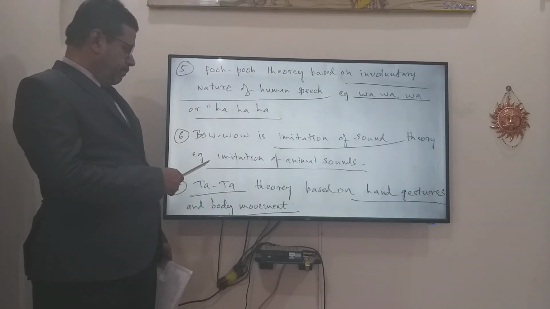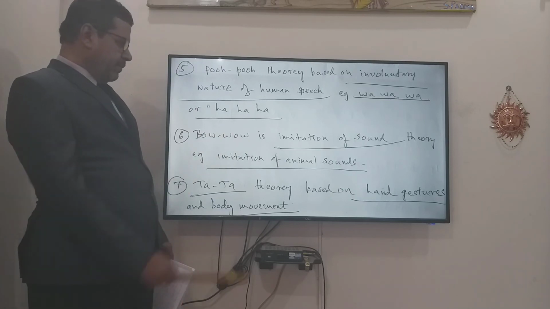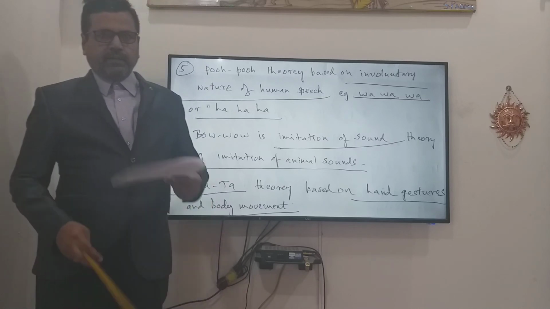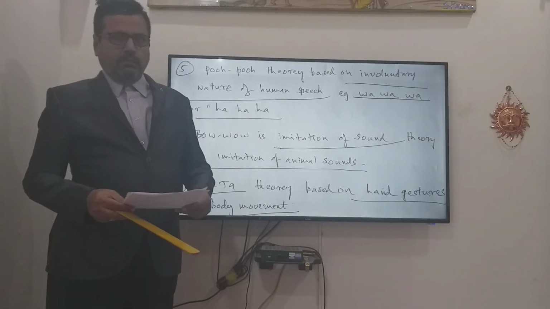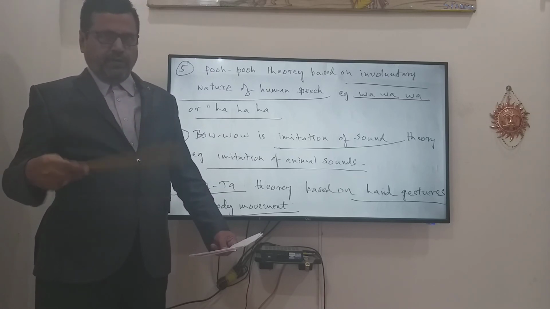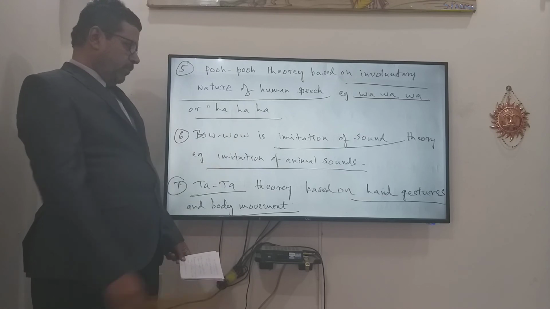Next, bow-wow is an imitation of sound theory. Example, imitation of animal sounds. When the first man heard the barking sound of a dog, bow-wow, that sound word, onomatopoeia, came into the language. So this is the best example for animal sound.